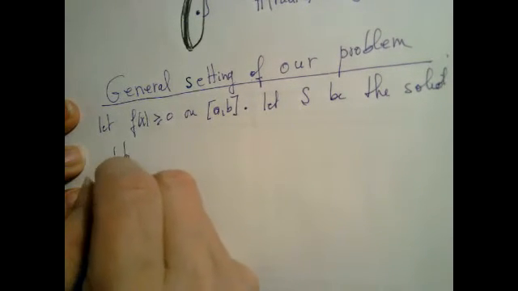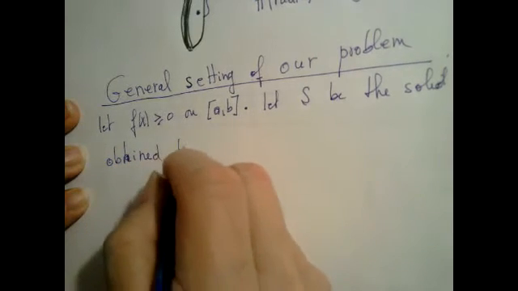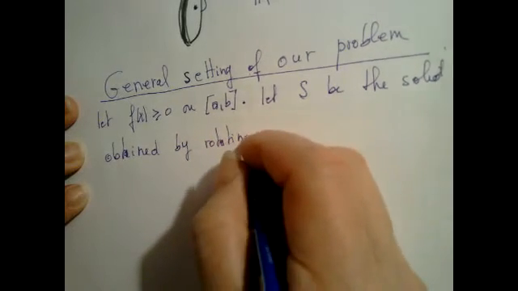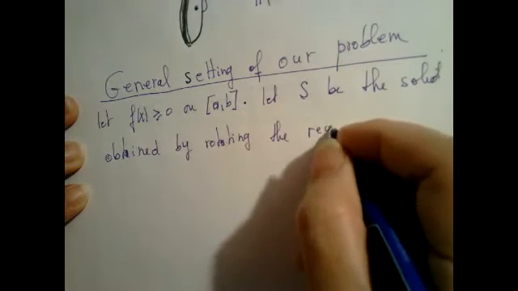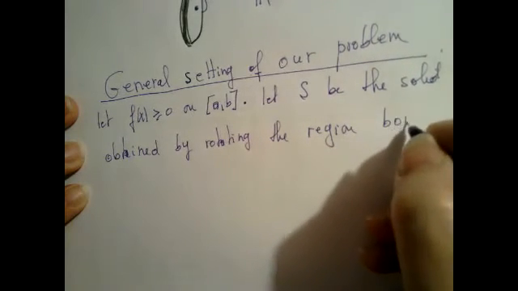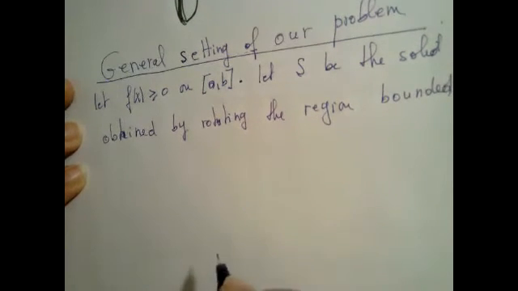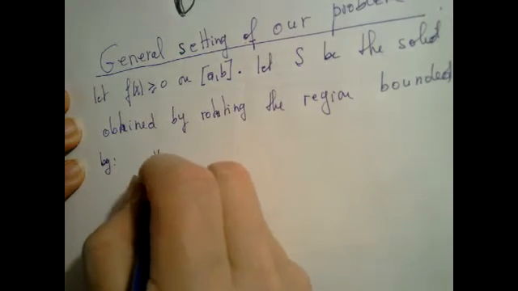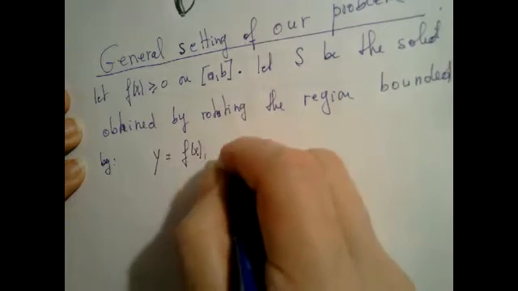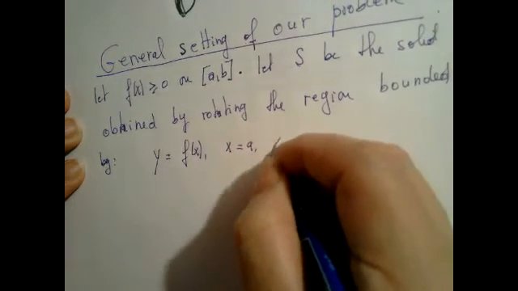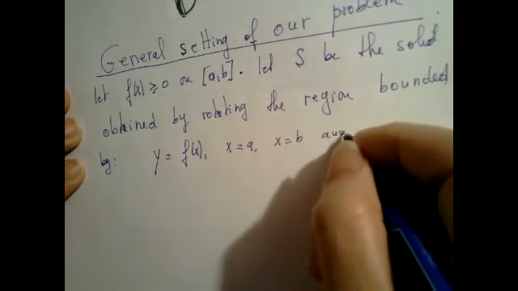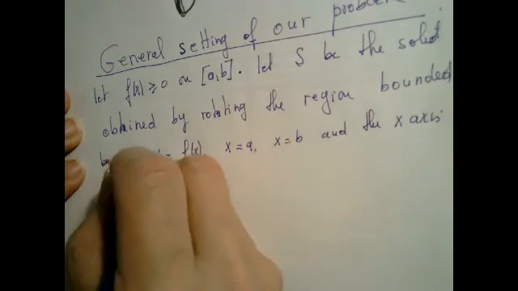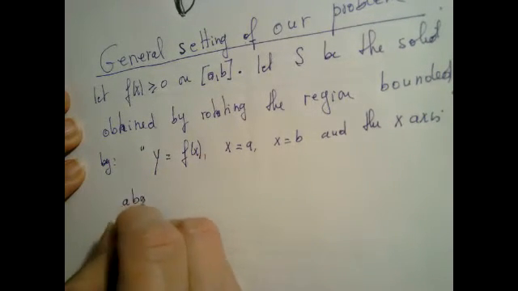obtained by rotating the region, which is bounded by, so I'm trying to describe the region we're going to rotate, bounded by the graph of the function y equals f of x, the lines x equals a, x equals b, and the x-axis, by rotating the region bounded by this about the x-axis.